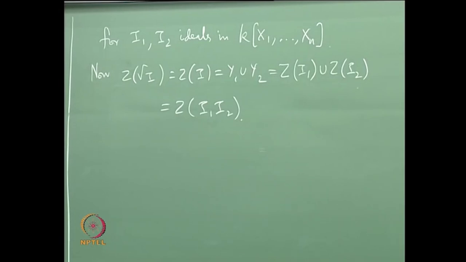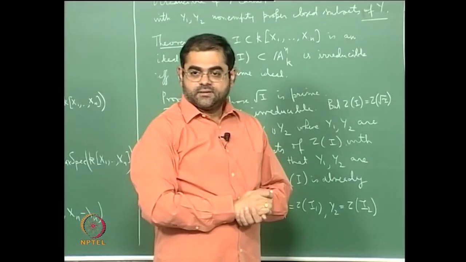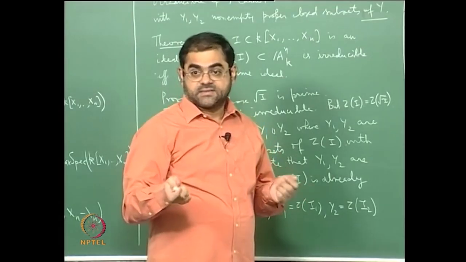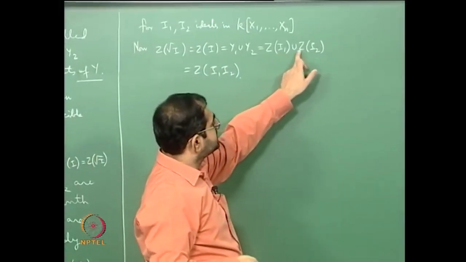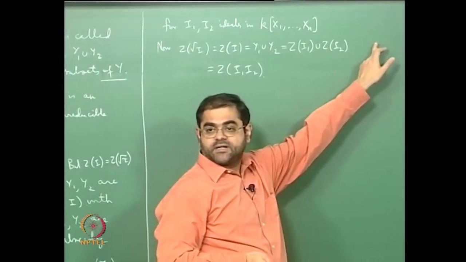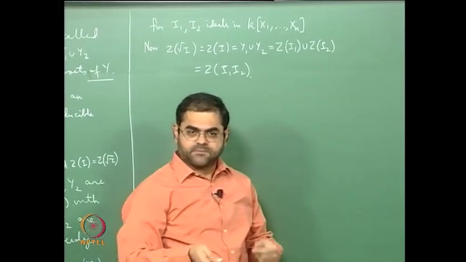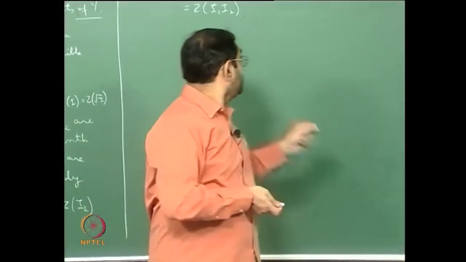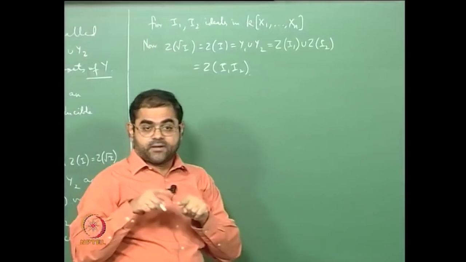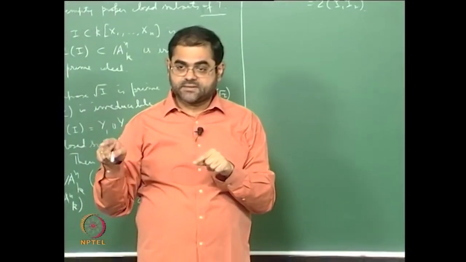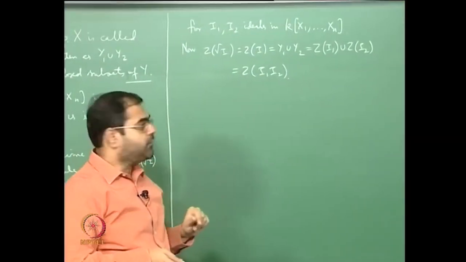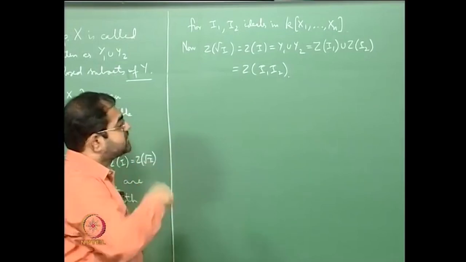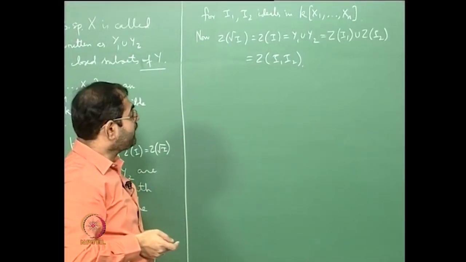This is the same as Z(I1 I2), because this is how we proved that sets of the form Z(I) form a topology by declaring such subsets as closed subsets. In fact, what we proved is if you took Z(S1) union Z(S2) union etc. up to Z(Sm), where the Si's are subsets, not even ideals, then the union is just Z of the product S1 times S2 times etc. times Sm. We proved that. So this is Z(I1 I2).